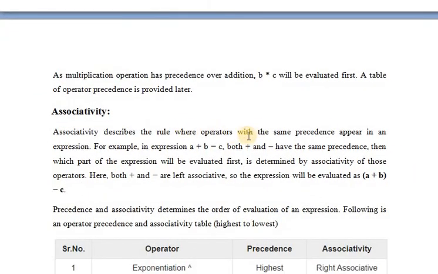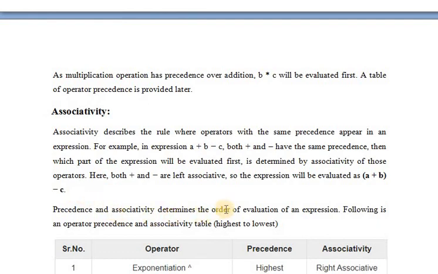Associativity describes the rule where operators within the same precedence appear in an expression. For example, A plus B minus C: both plus and minus have the same precedence. Then which part of the expression will be evaluated first is determined by the associativity of those operators. So plus and minus have the same priority, but which will you perform first, that is what they are saying. Here both plus and minus are left associative, so the expression will be evaluated as A plus B, then minus C.